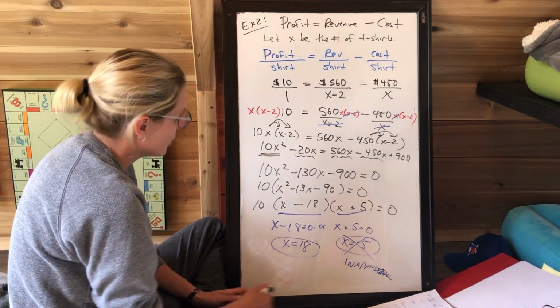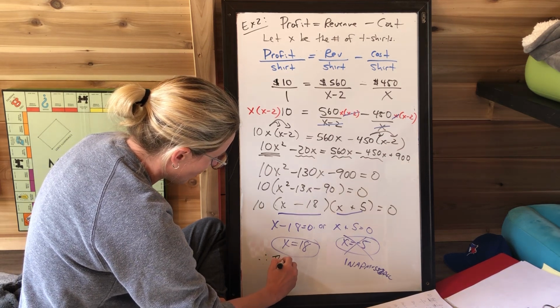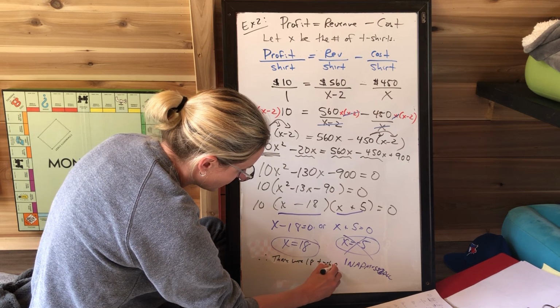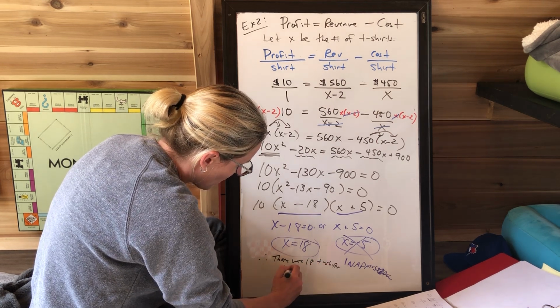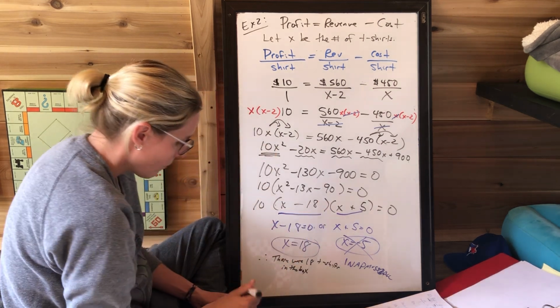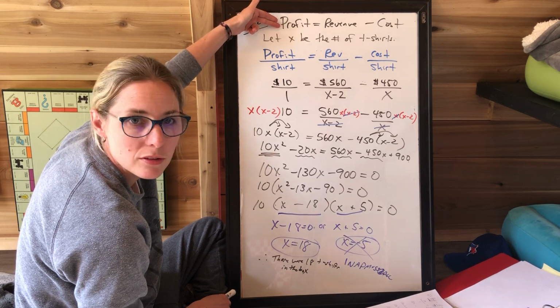So in the end, you're going to be very official. Therefore, there were 18 t-shirts in the box. Okay, which is the question they were asking. So if you weren't aware of this formula, you are now.